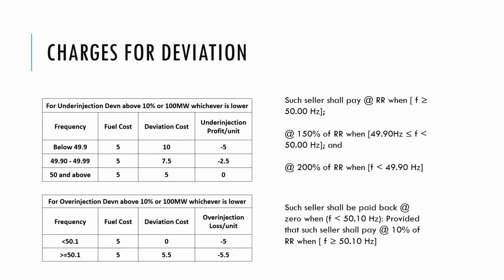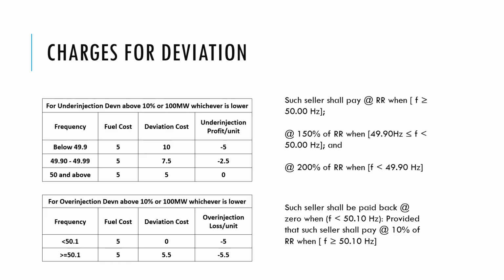Below 49.90, if he continues to under inject beyond 10% or 100 megawatt, then the deviation penalty rises to 200% of his fuel cost. Means he has to pay a deviation cost of 10 rupees and he will save the 5 rupees as the fuel cost. So his under injection loss would be 5 rupees.